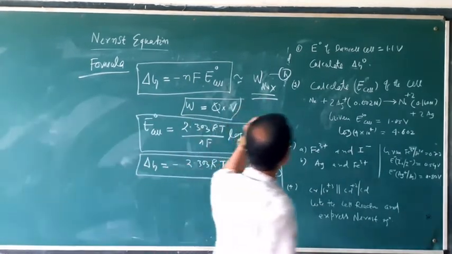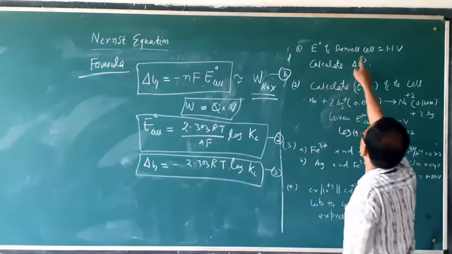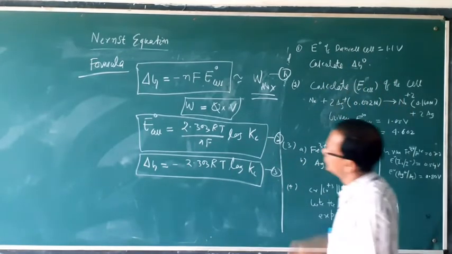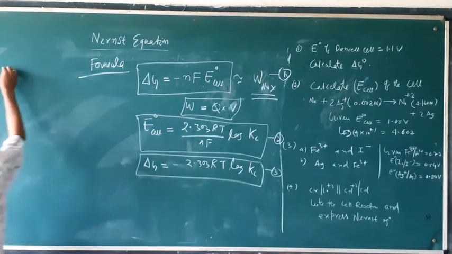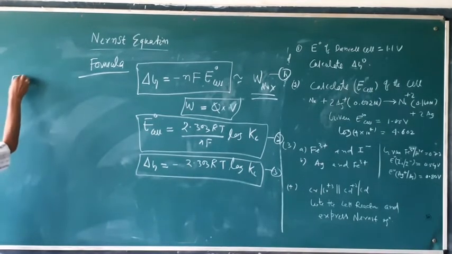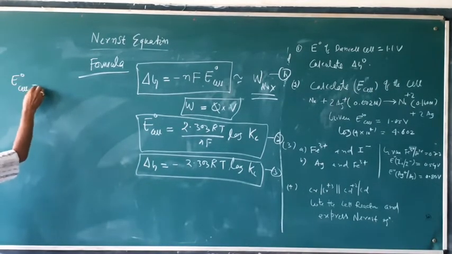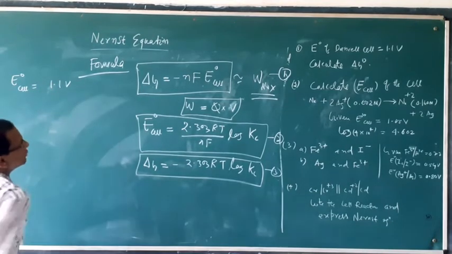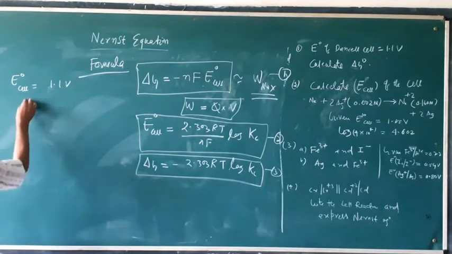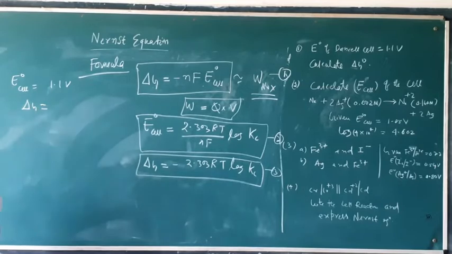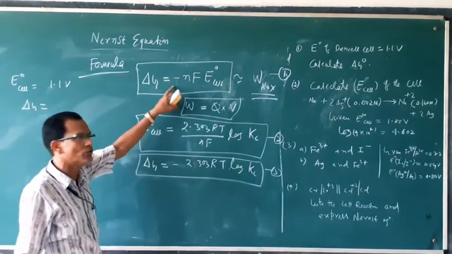As for the question, E naught of Daniel cell is 1.1 volt. Here E naught is given. Question number 1: E naught of cell is equal to how much? 1.1 volt. Then what is the delta G value? So for delta G, you see the equation. This equation will be used, the first equation will be used.